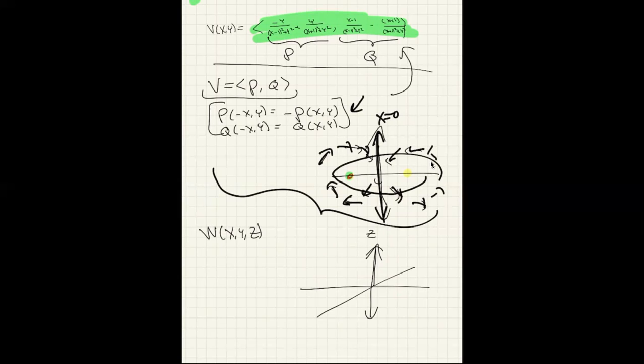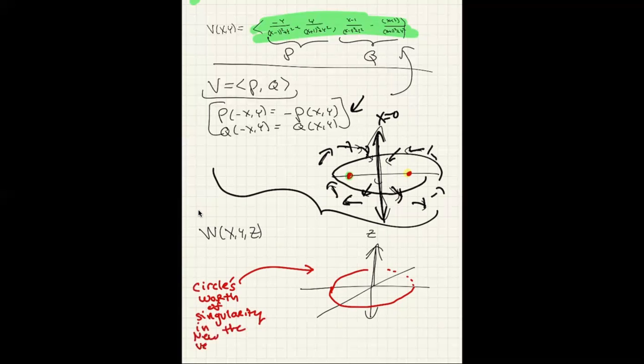So these two spots where I had singularities, the yellow and the green singularity, this spins out and covers a circle's worth of, well, I shouldn't orient it. There's no reason to orient it, but a circle's worth of singularity. So this is a circle's worth of singularity in the new vector field, I should say, of W.